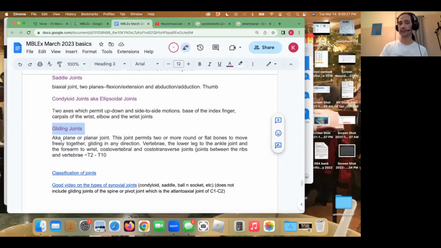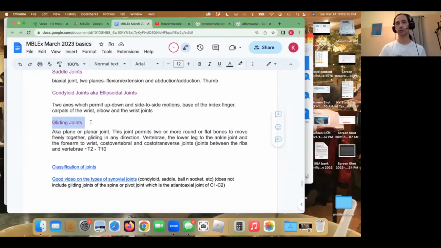Gliding. Gliding, that's right, gliding joints. Where are the other gliding joints in the body? I guess your wrist might be. The wrist may be a gliding joint. Yeah, it can be considered to be a gliding type joint. But there's two other areas which are definitely gliding joints, which you're probably going to be tested on.